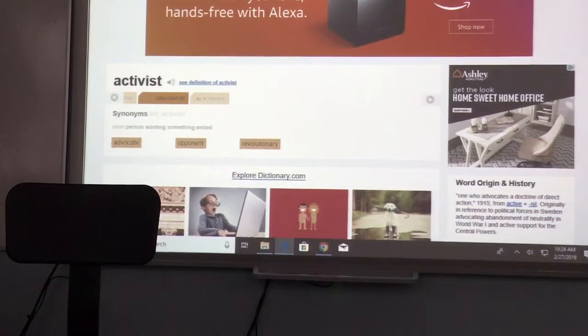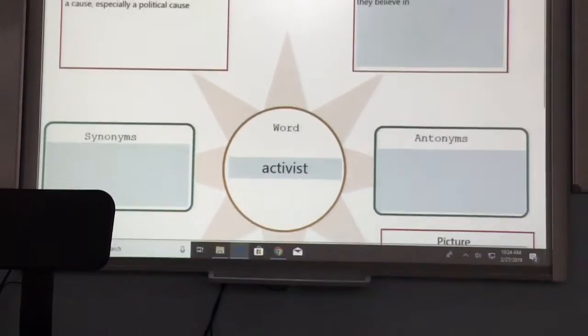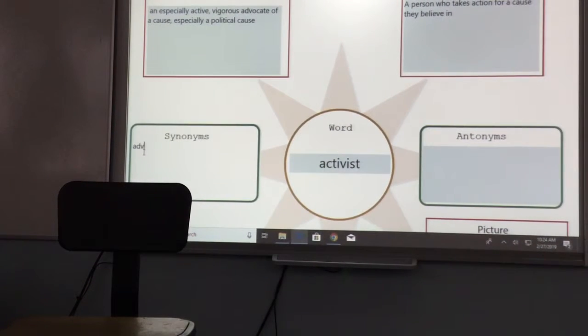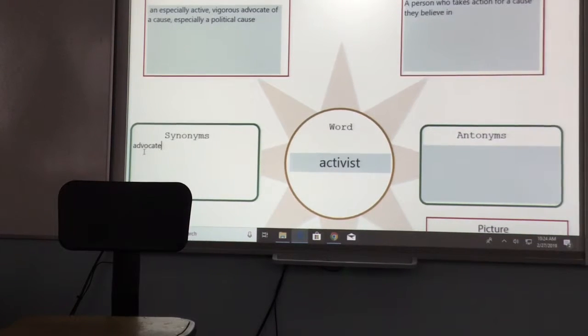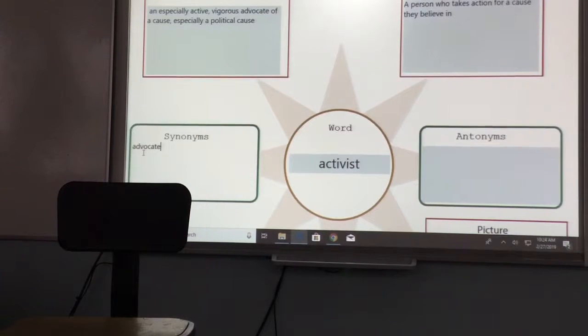An advocate in the definition. We have that, and so that's one of the synonyms listed. So we're going to put that in there. We're going to say the synonym is advocate. And in the interest of time, everybody understands that you can put more than one synonym in there. Some words will only have one, and some will have many. I just want to show you how to fill this out.